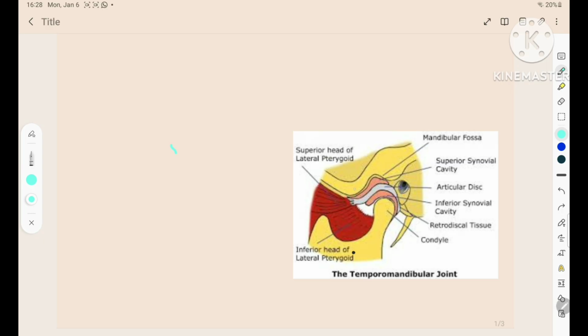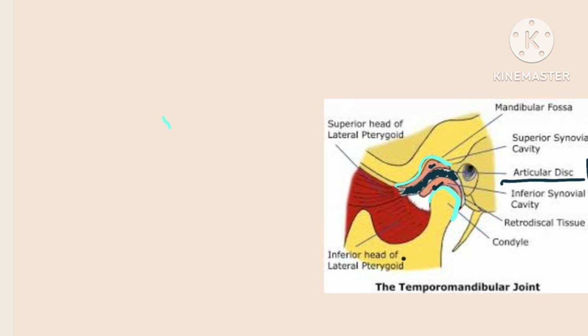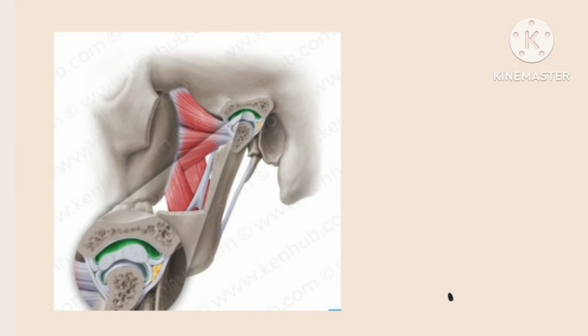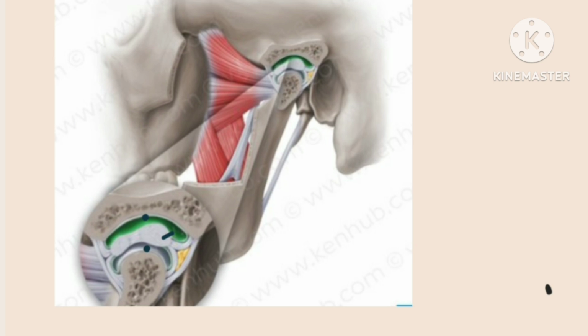Here we can see clearly that the two articulating surfaces are separated by a fibrous cartilage, which is the extension of the fibrous capsule which encloses the temporomandibular joint. This fibrous cartilage is also called the articular disc. This disc is an avascular structure which divides the joint cavity into two compartments, the upper compartment as well as the lower compartment. In this picture we can see clearly how the articular disc divides the joint into the upper and the lower compartments.